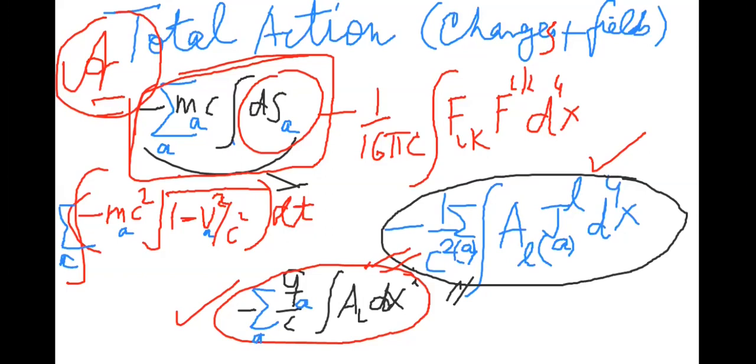So you need certain conditions for the action to satisfy, and these conditions are being met. The action overall should be a Lorentz scalar. So the three terms are there, and each of these three terms is a Lorentz scalar quantity.